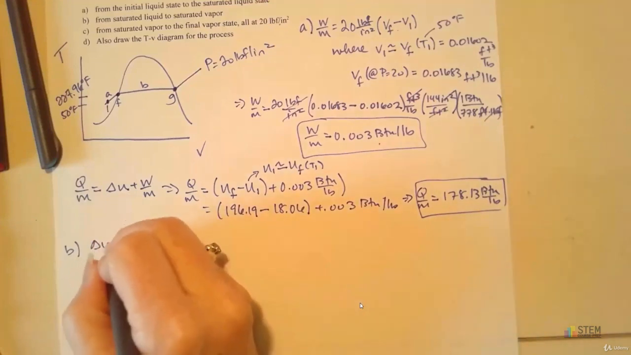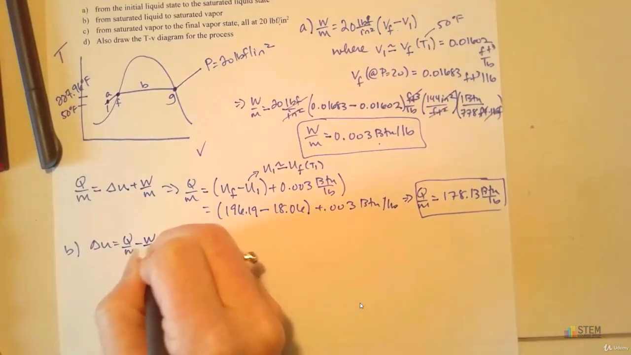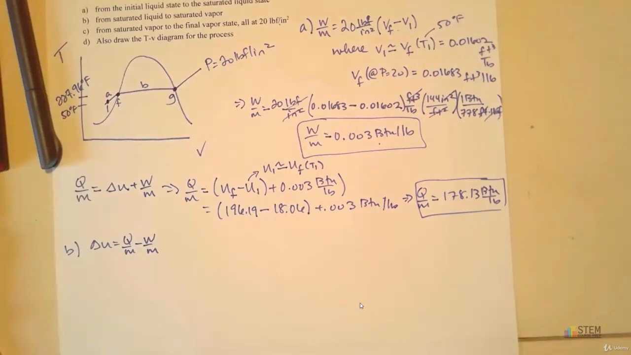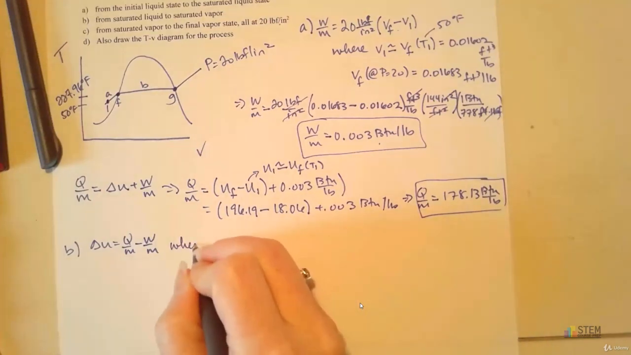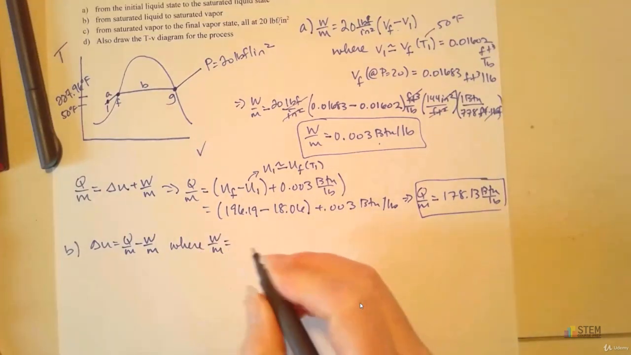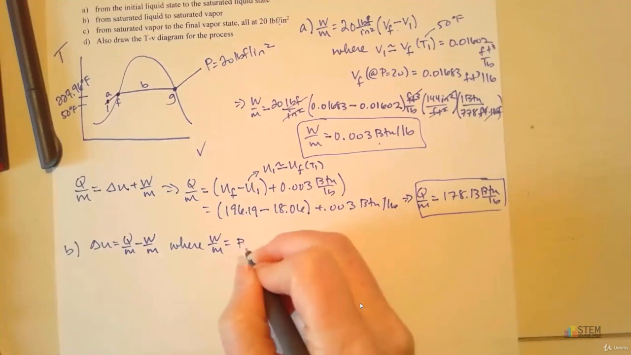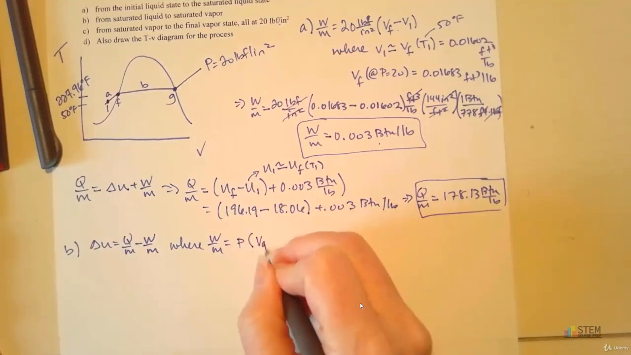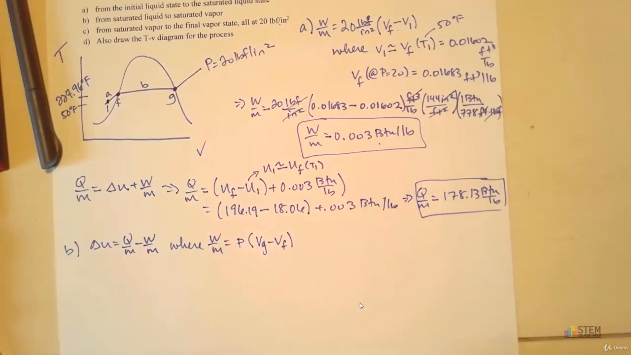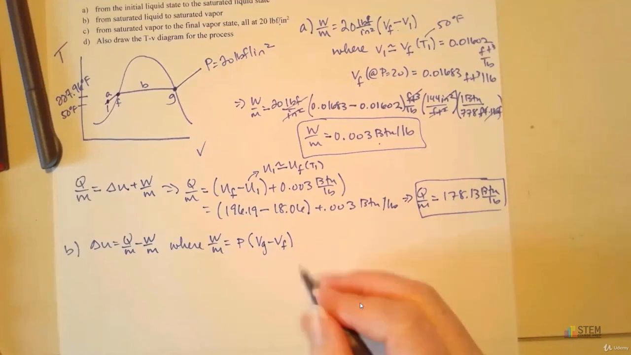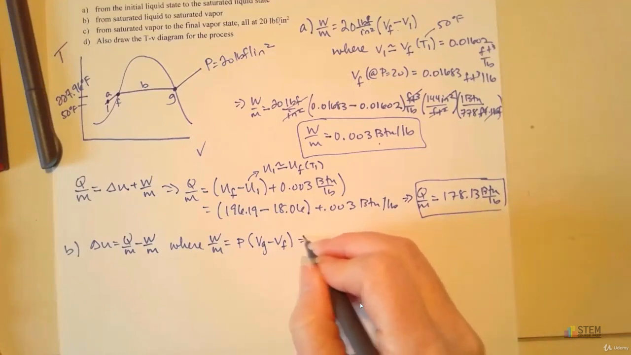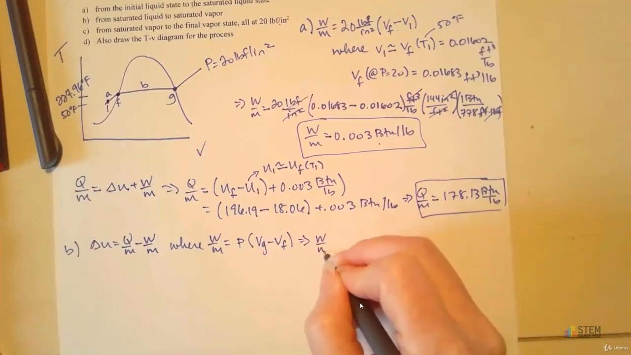And again, we've got this same equation for the energy balance. Delta U equals Q over M minus W over M. Okay, so for this one, let's find work first. So our work per mass is going to be the pressure times Vg minus Vf. And again, this is just after you do the integration and all that. That's what you would get. So now with this, we can plug in our numbers.